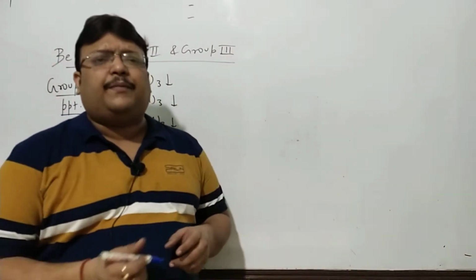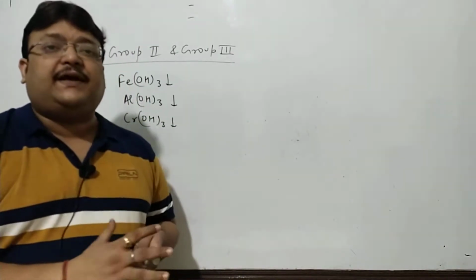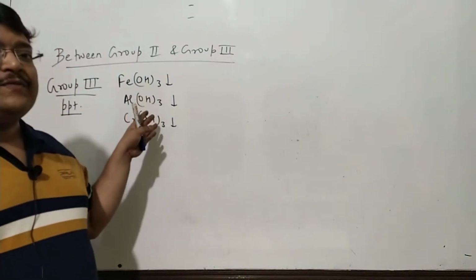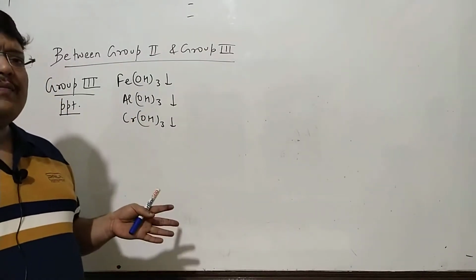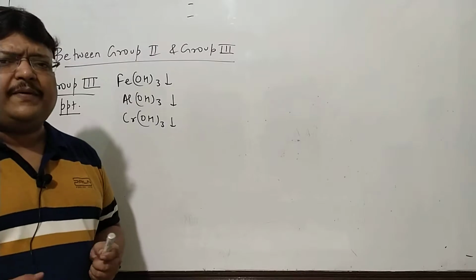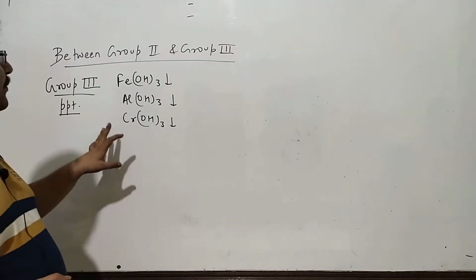We do not go by the color because if suppose it's a mixture of aluminium and chromium, then naturally it will appear green only. It will not give you a white color. If white and green come together, it will look green only. So we do not go by the color. We want to do the confirmatory test. Yes, if there is a precipitate, it's either iron, aluminium or chromium.